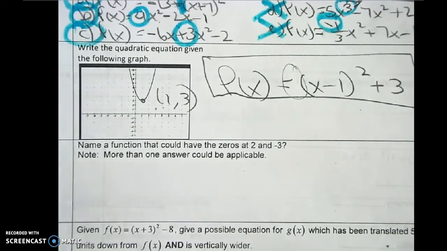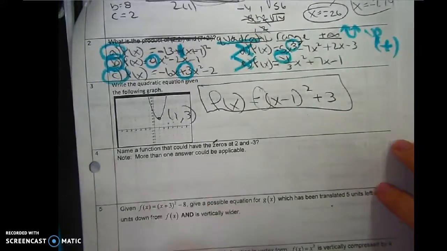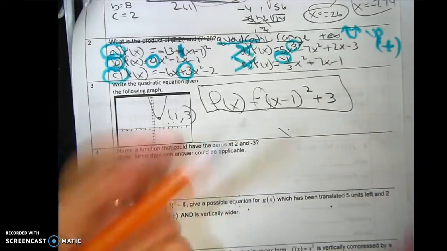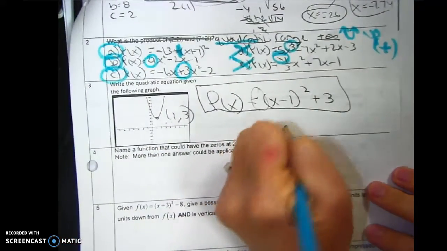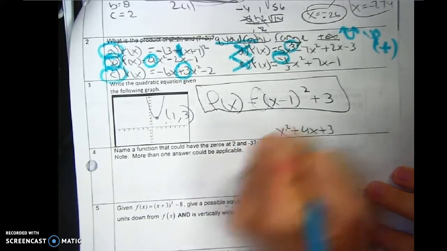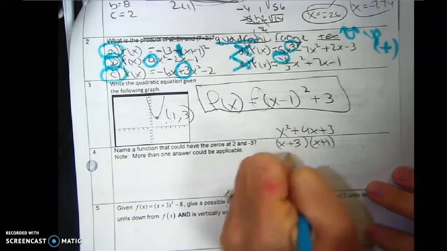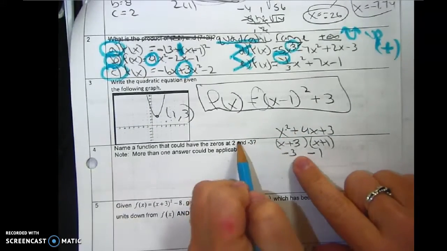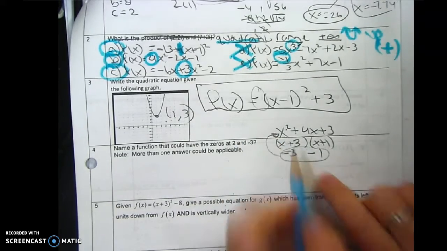Okay, name a function that could have zeros of 2 and negative 3. I'm asking you to go backwards. So here's what I mean by that. Let's say I gave you the function x squared plus 4x plus 3. And I would ask you to factor it, and you get x plus 3 and x plus 1, and your zeros would be negative 3 and negative 1. This is what that is. I'm giving you this, and I want you to give me that. So how do we do it?